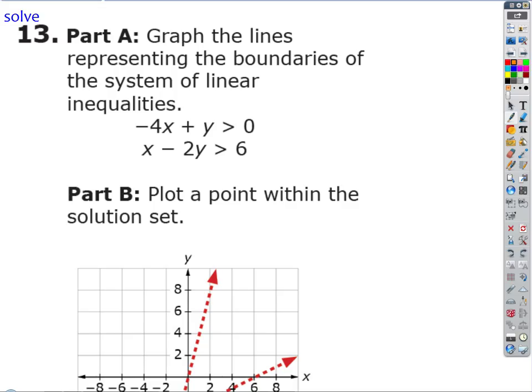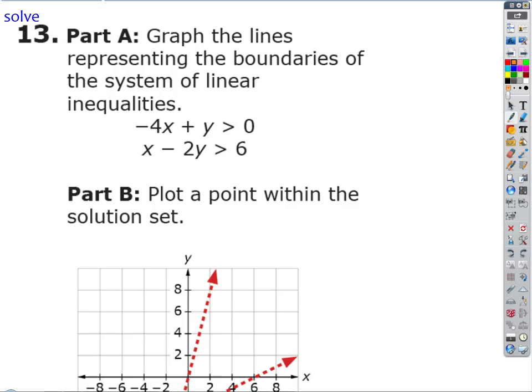Ideas. This one looks a little different than the last one, but we could make it look the same, couldn't we? What can we do to that top one? Subtract y. We could subtract y. Yeah, we could. We could also just add 4x. Might be easier to add 4x.